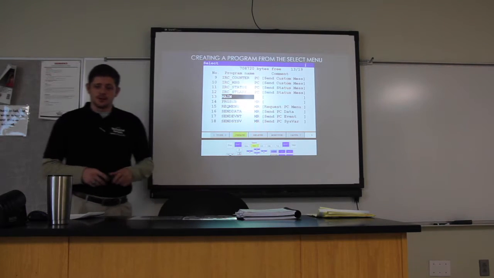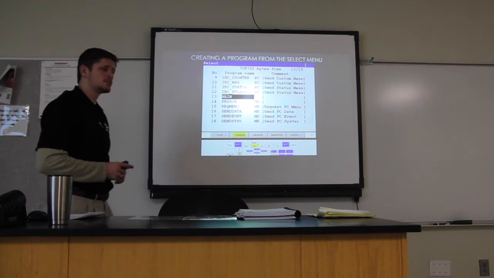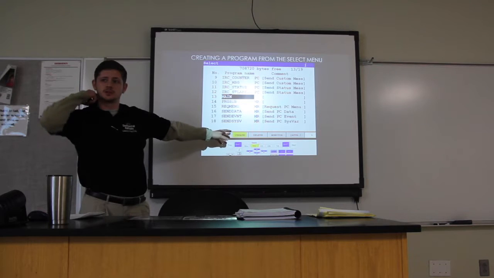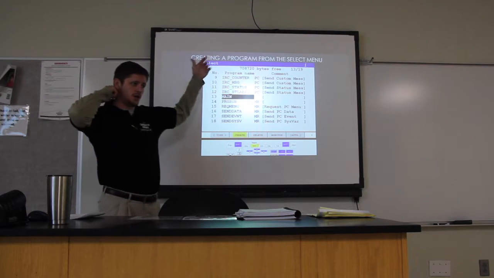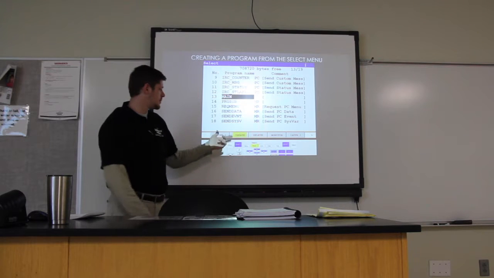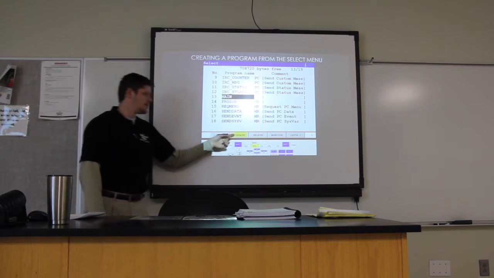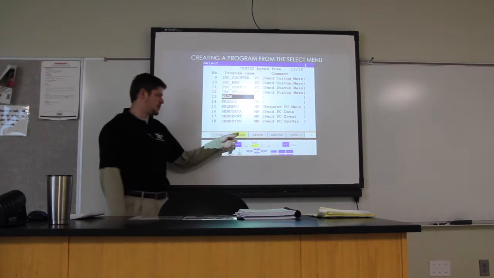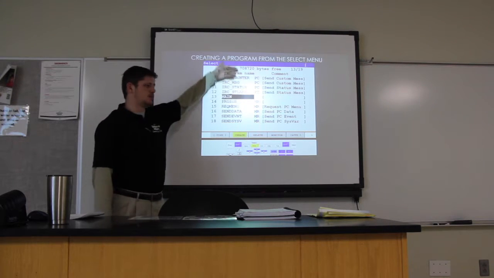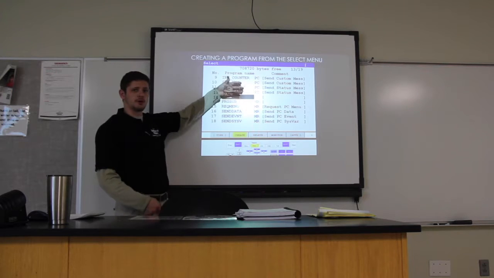To create a program, we press select and it brings up our list of programs that we want to choose from, use, edit, or create a new program. This is an option at the bottom. Press F2 or press the button itself, press create. And it doesn't matter what you're on, it's going to create a new program.